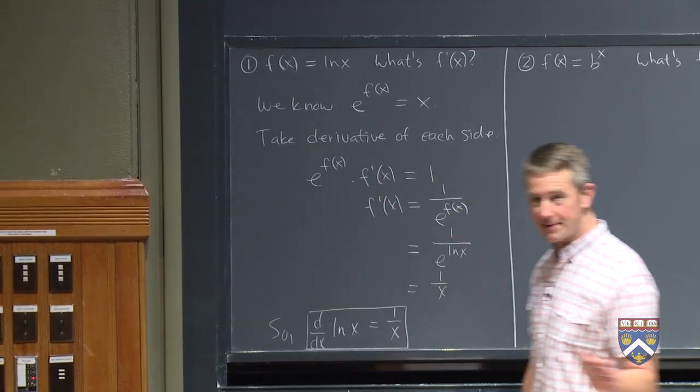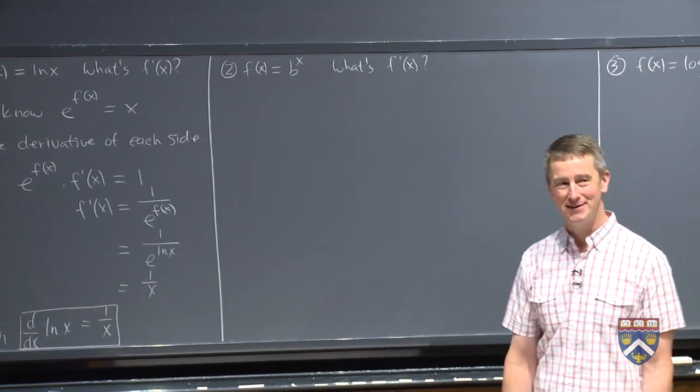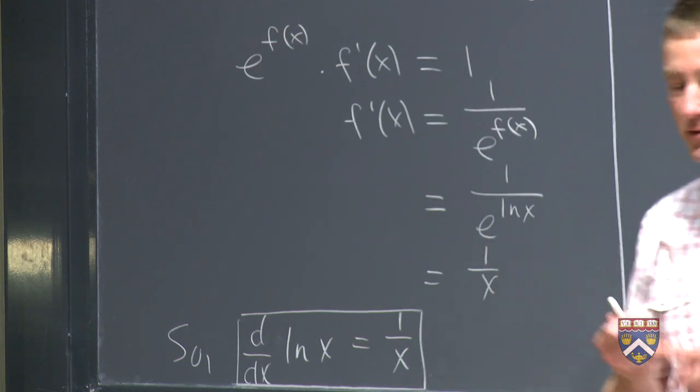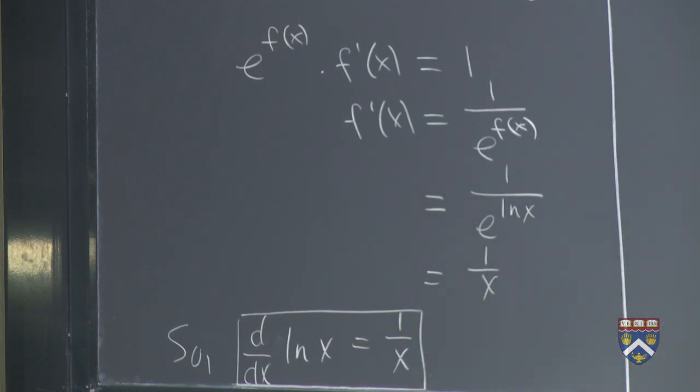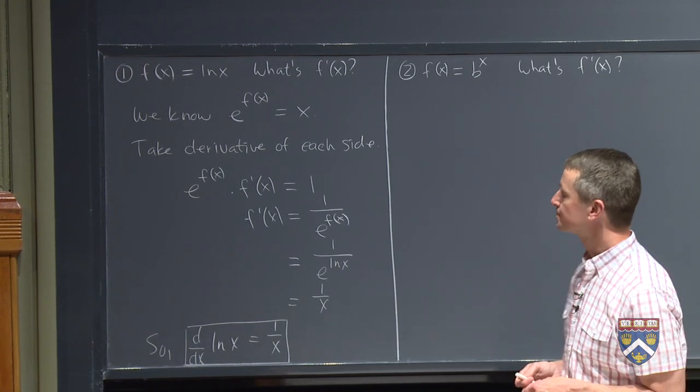We did not have to use the limit definition. We didn't have to draw any pictures. It was just by understanding how inverse functions work and by having the chain rule. So with the chain rule, if you know the derivative of one function, you can always find the derivative of the inverse of that original function.